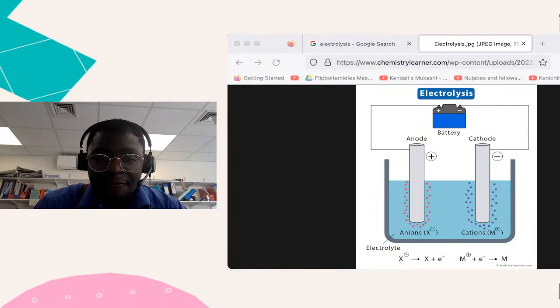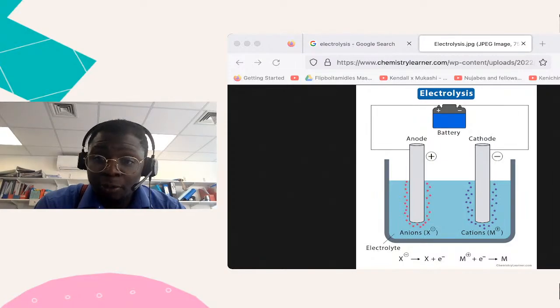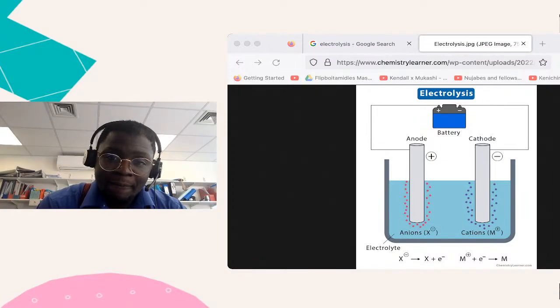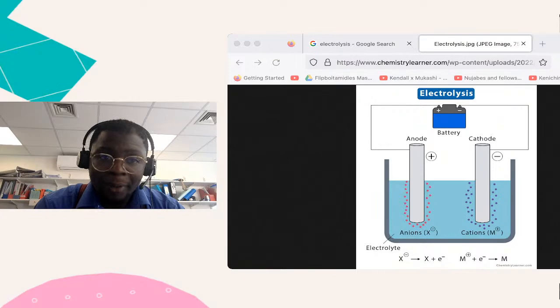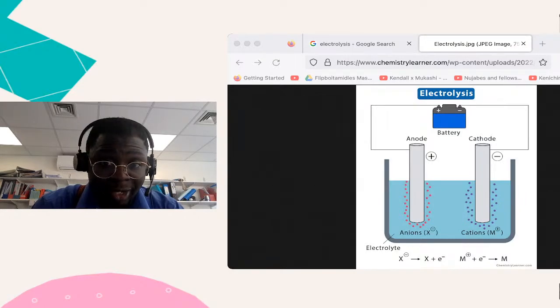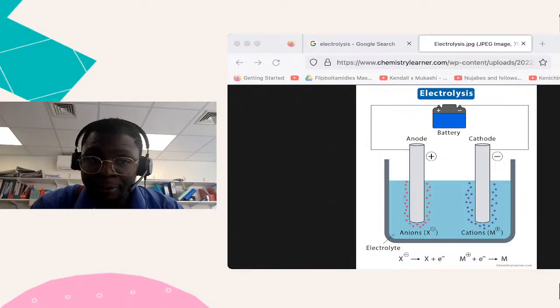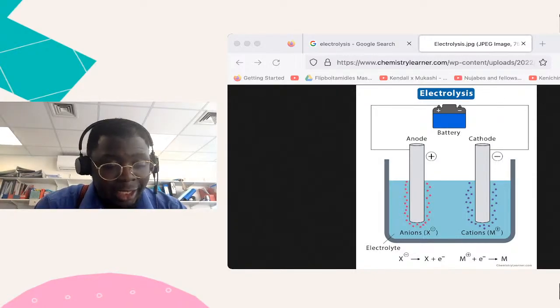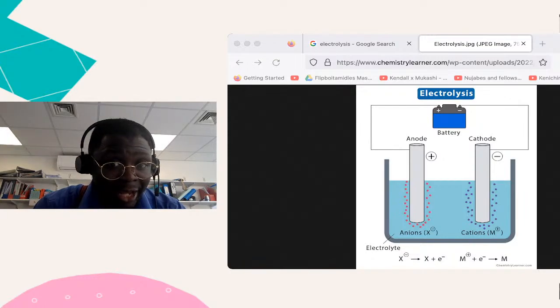So if you have sodium chloride, and it's molten, remember that in a molten ionic compound the ions are free to move around because they are no longer held together by strong electrostatic forces of attraction. The idea is that the ions go to separate electrodes. The positive ions, which we call cations in chemistry, will go to the cathode. Anions, which are negatively charged, will go to the anode.